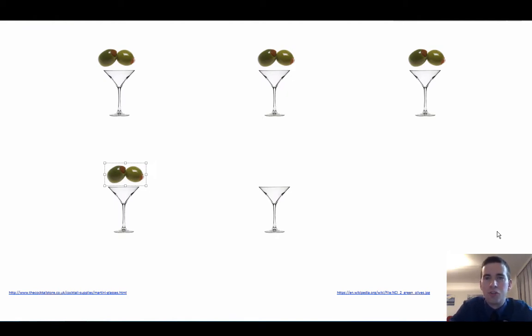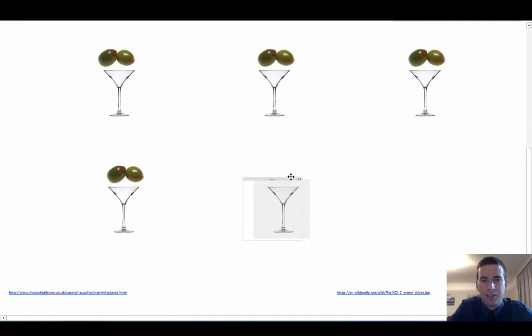Therefore, to use the key terms in the analogy, the olives in this instance would be the limiting factor, or the limiting reagent. The glasses are in excess. We have a spare glass here. Therefore, the glasses are in excess and the olives are the limiting reagent.